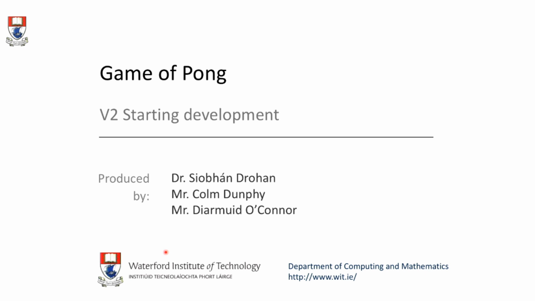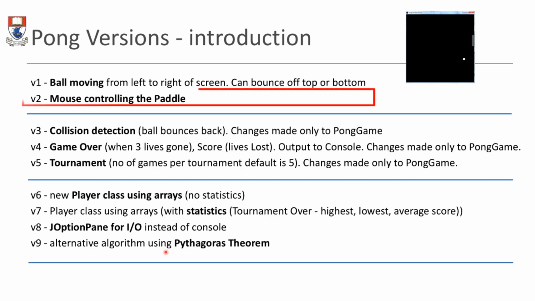Okay, so that's version 1 of Pong. We've got the ball moving over and back. And let's move on to version 2. So with version 2, the mouse is controlling the paddle.